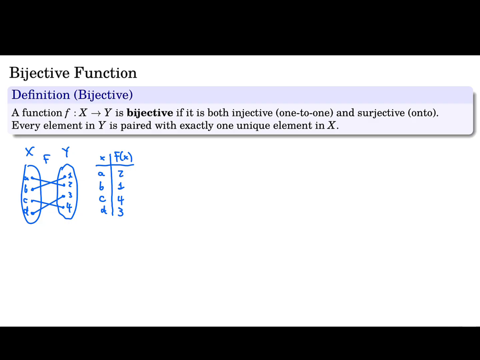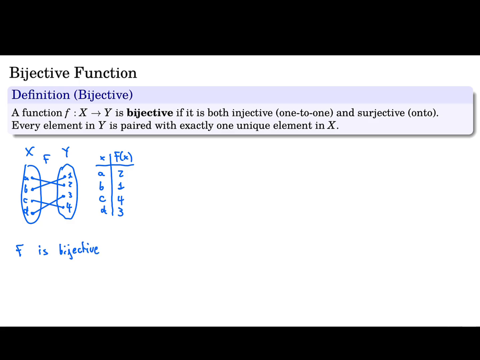And that means that every element of the domain is matched uniquely with an element of the codomain. So A corresponds to a 2, a B to a 1, a C to a 4, and a D to a 3. So here f is bijective.